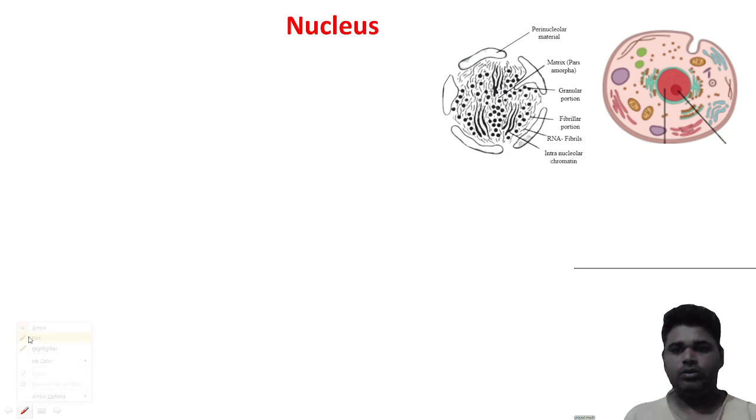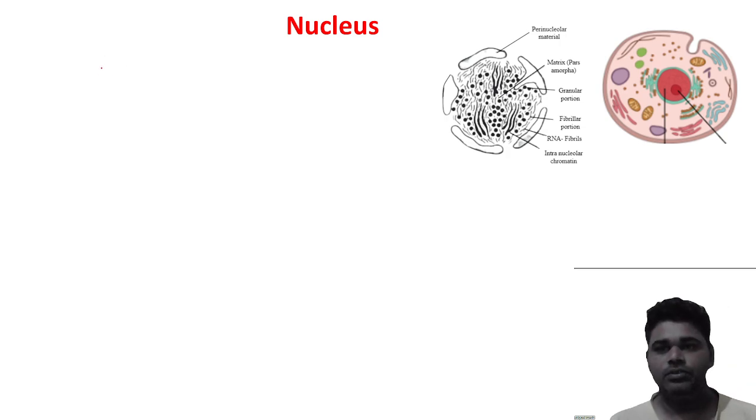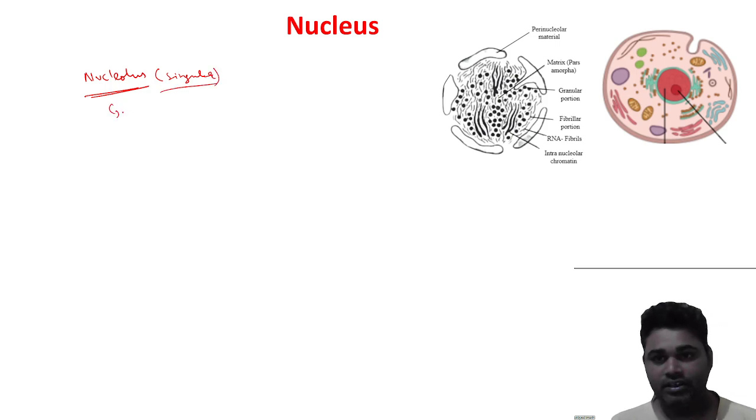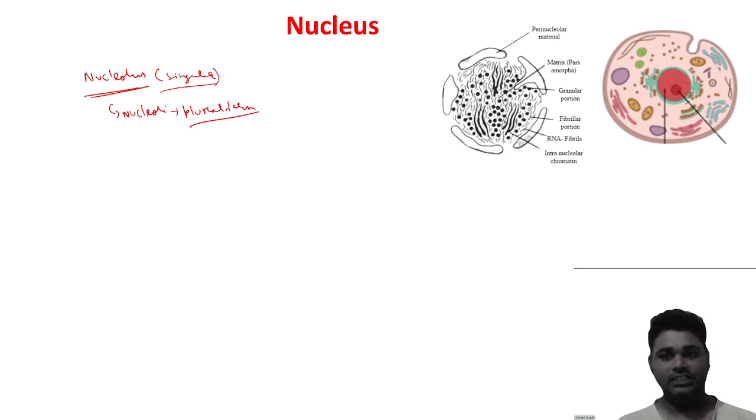Now come to the most important portion of the nucleus, and that is called the nucleolus. So what is the nucleolus? First of all, nucleolus is a singular term. If more than one nucleolus is present, then it is called nucleoli, which is the plural term. Otherwise, it is called the nucleolus if only one is present.